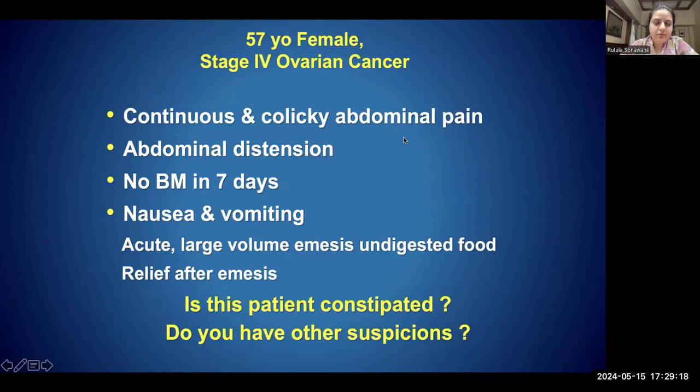Another case, a 57-year-old female with stage 4 ovarian cancer. Now she has been having this continuous colicky abdominal pain with abdominal distension and has not passed stools since 7 days. There is associated nausea and vomiting. The vomitus is acute, large volume, and contains undigested food, and there is absolute relief after the vomiting episode. What do you feel? Is this patient constipated or is there anything else? Obstruction. Correct. So this is a typical presentation of an upper GI obstruction.